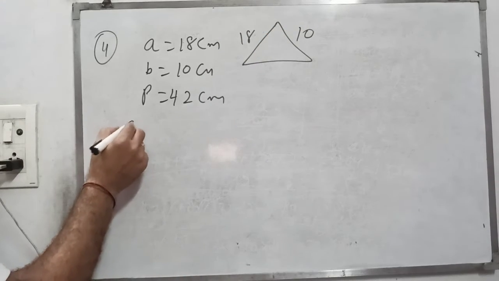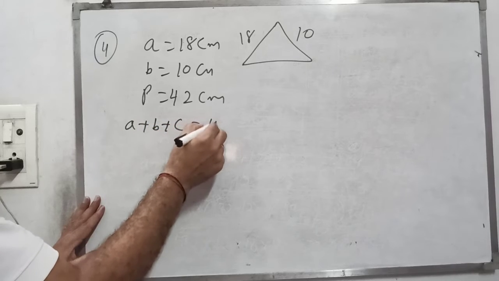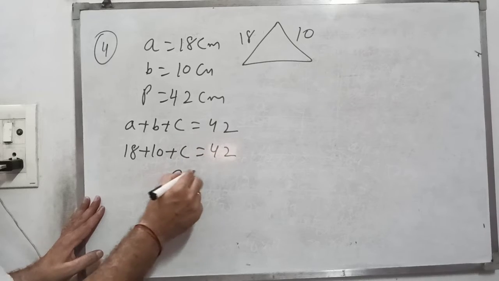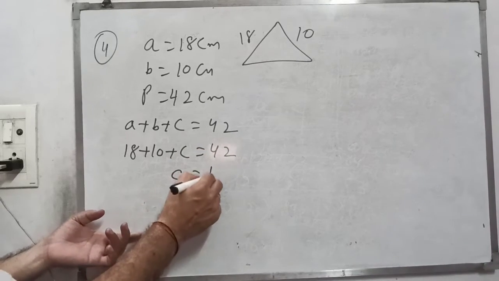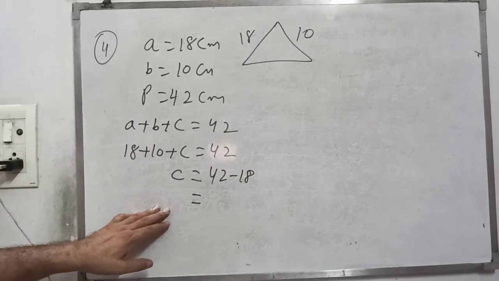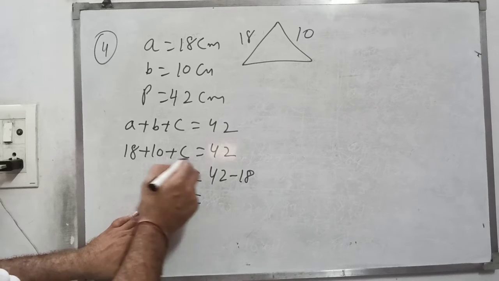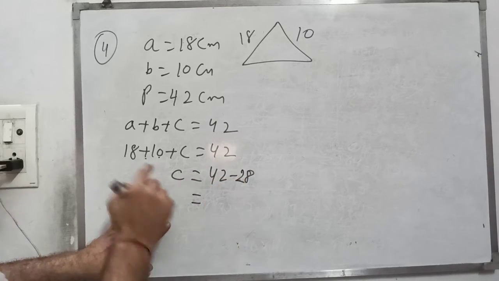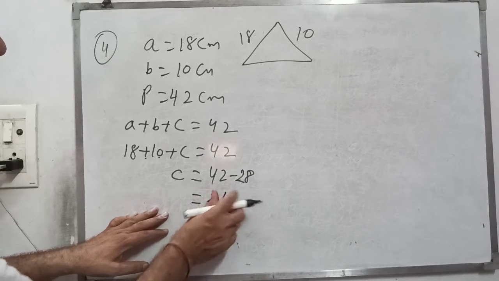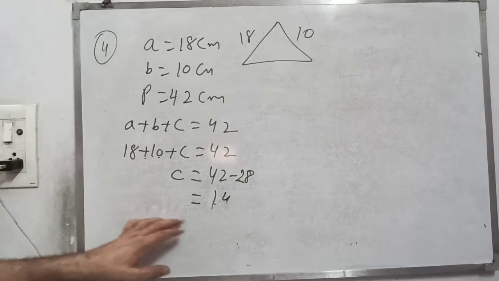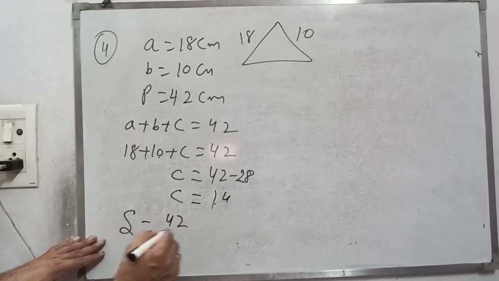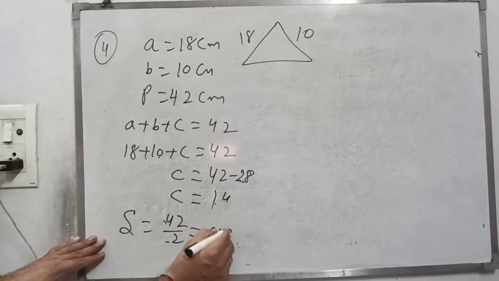Then A plus B plus C is equal to 42. 18 plus 10 plus C equal to 42. So side C is equal to 42 minus 18, 42 minus 28. 10 plus 18 is 28. So you get 14, right? So it is 14 centimeter. Then we find the S. S is half of the perimeter, that is 21 centimeter.